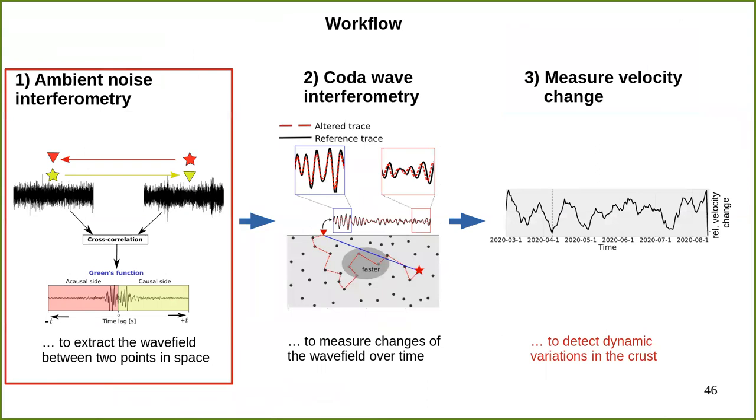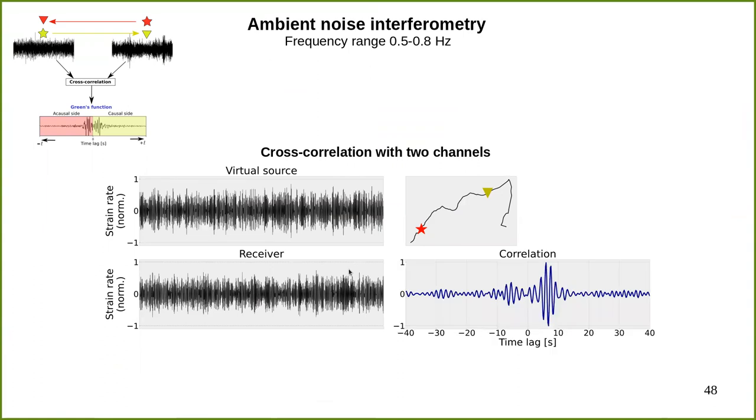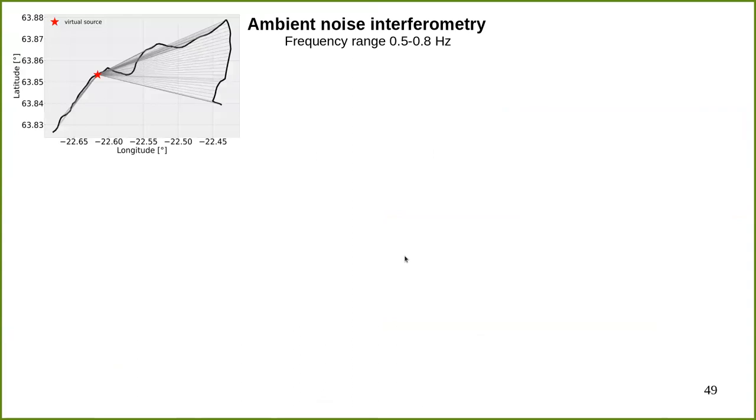So let's start our workflow and apply ambient noise interferometry in order to extract the wave field between points in space. For this, we could, for example, choose two channels on the fiber. So here, the red star denotes the position of the virtual source and the yellow triangle is the receiver. And if we cross-correlate the corresponding time series, then we obtain the Green's function between these two stations. But let's exploit the full resolution of DAS and cross-correlate the virtual source with multiple receivers at the same time.